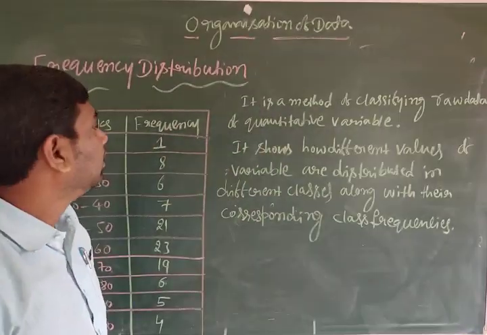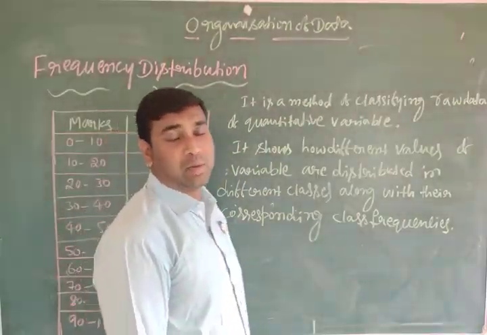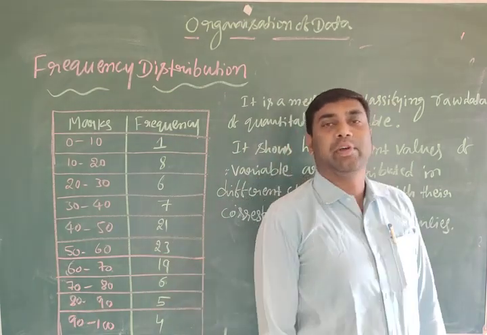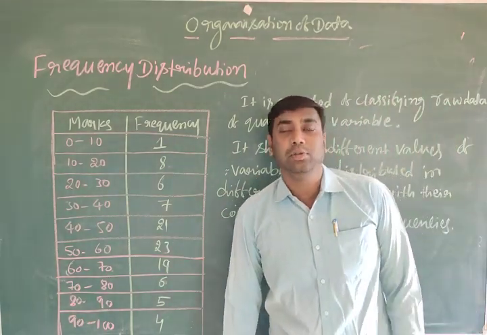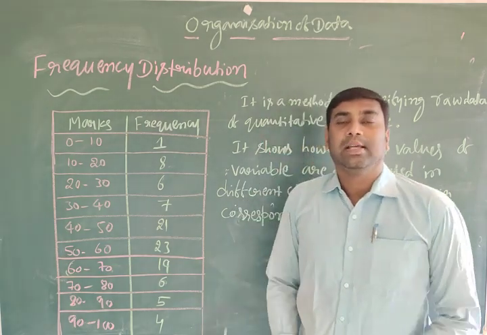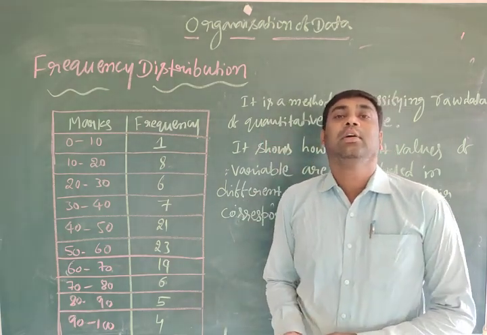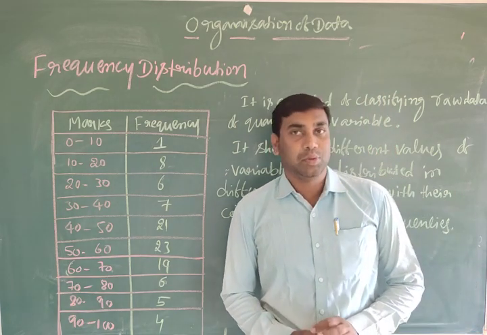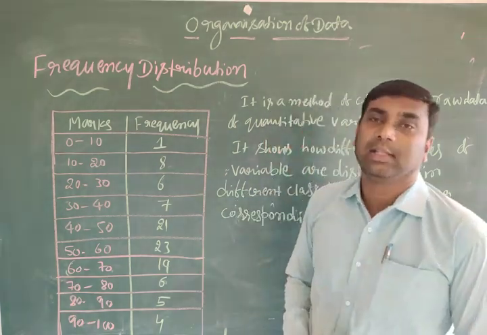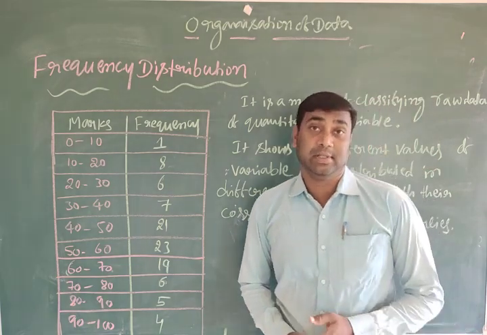Hello students, in last class we were discussing variables. Variables means which can change from place to place, person to person, time to time. As we discussed, there are two types of variables: one is continuous variable, another one is discrete variable.